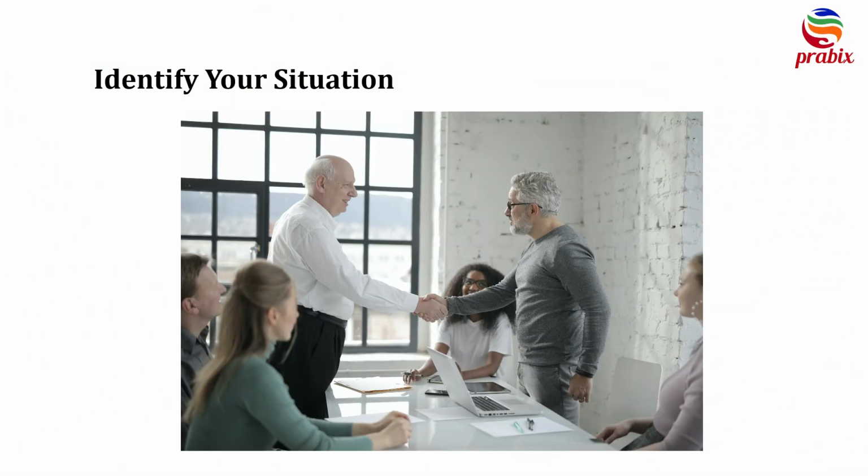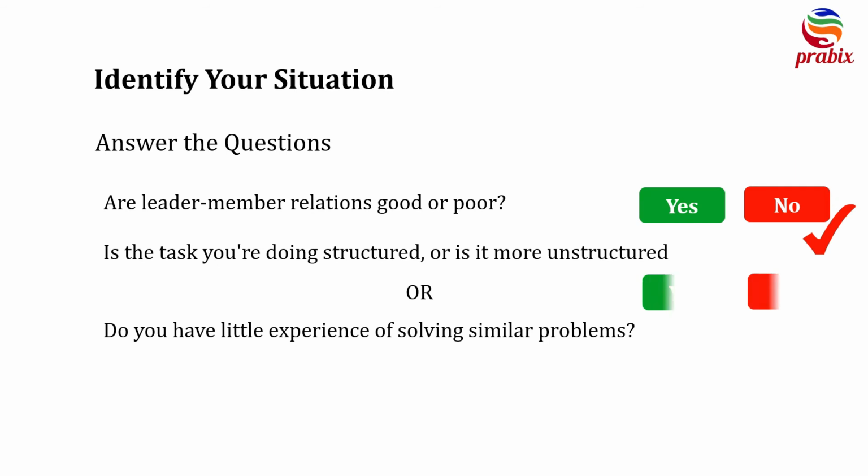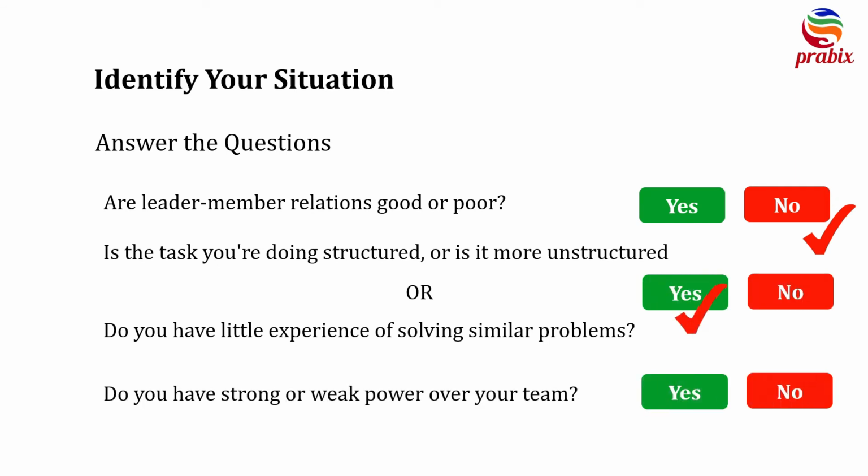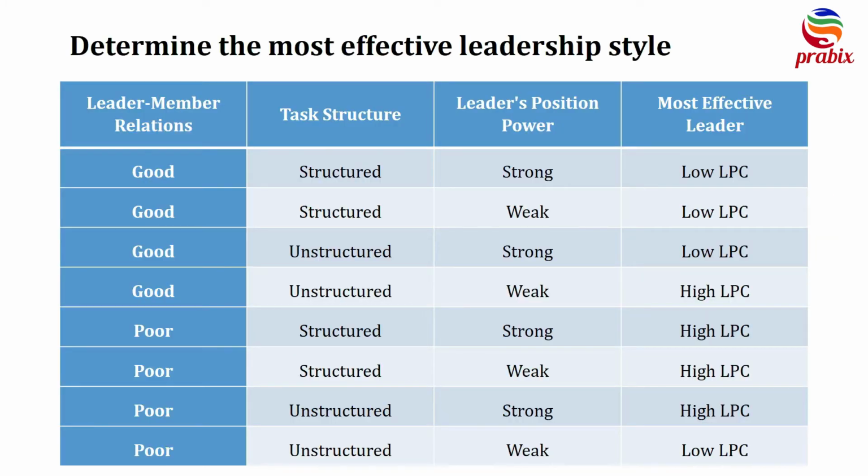For instance, imagine that you've just started working at a new company, replacing a much-loved leader who recently retired. You're leading a team who views you with distrust, so your leader-member relations are poor. The task you're all doing together is well defined, that is structured, and your position of power is high because you're the boss, and you're able to offer a reward or punishments to the group. The most effective leader in this situation would be high LPC, that is, a leader who can focus on building relationships first. This is another situation.